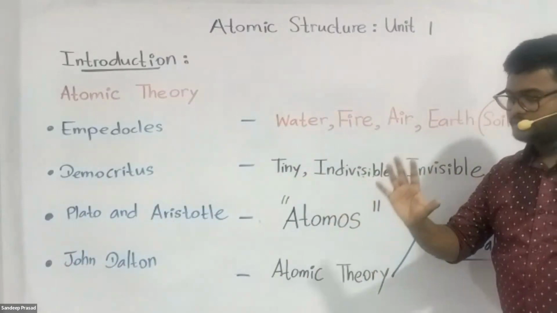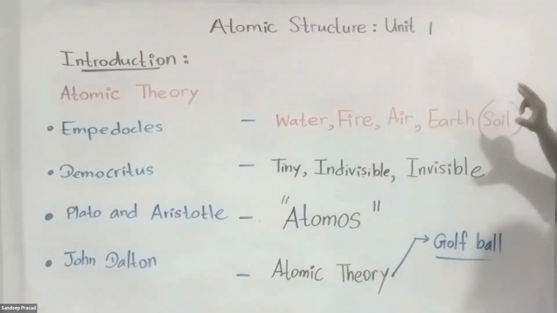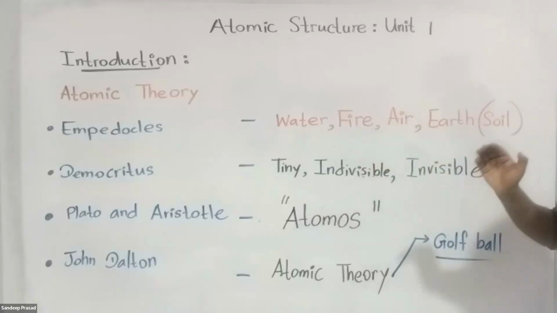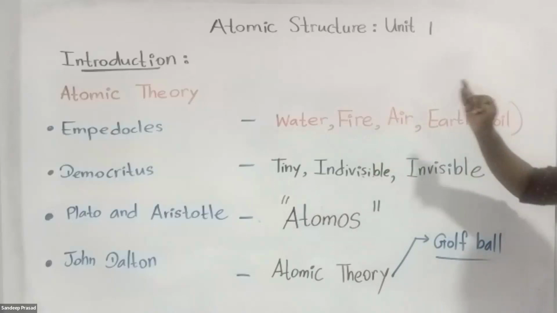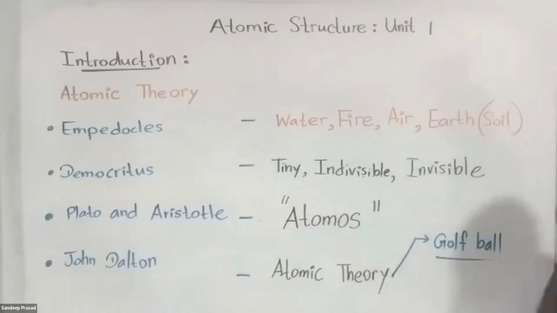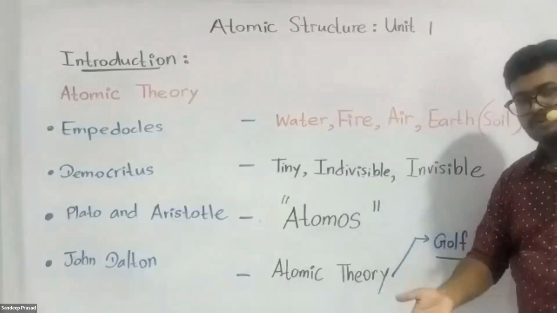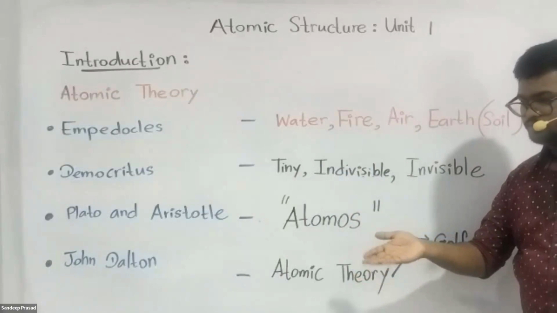As I mentioned, remember, everything around us was thought to be made of water, fire, air, and earth. Then there was a scientist and philosopher known as Democritus. He said that everything is made of tiny, invisible particles known as atoms. Later it was known as atomos, a Greek term, and that is how the English term atom came. Most of the terms we use in English originated from the Greek language, even the element names.